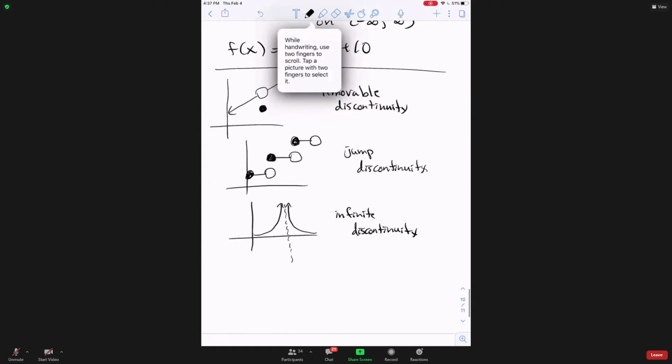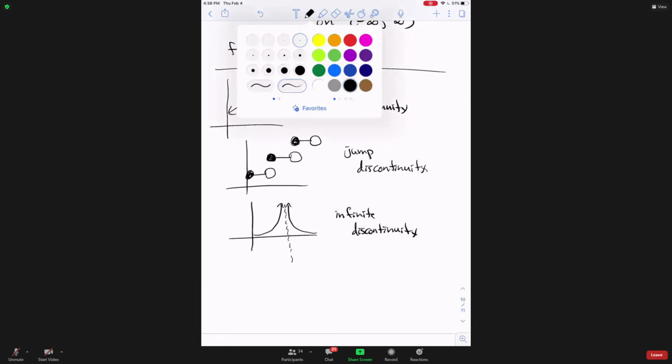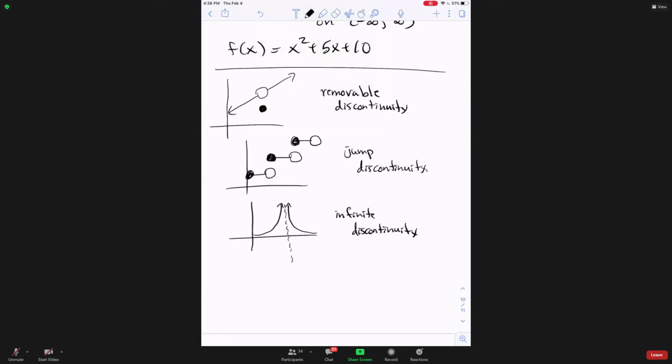All right, so now, what does it mean to be continuous over a whole interval? For f of x to be continuous on the closed interval a, b.